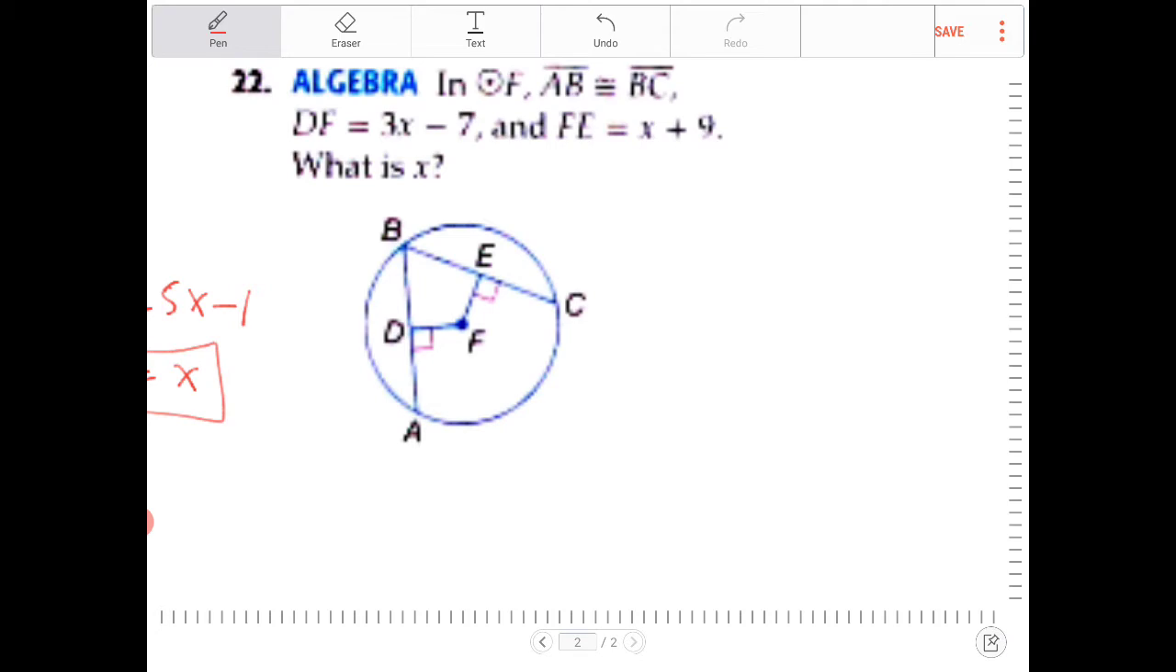Circle F, AB is congruent to BC. DF is equal to 3x minus 7. FE is equal to x plus 9. So congruent chords are going to be equal in distance from the center. So therefore, DF and FE are going to be the same. We can say 3x minus 7 is equal to x plus 9. Subtract x and add 7. I get 2x is equal to 16. Divide by 2, x is equal to 8.